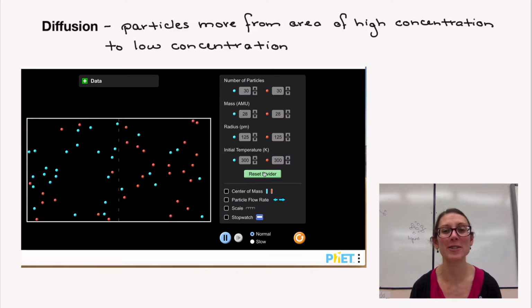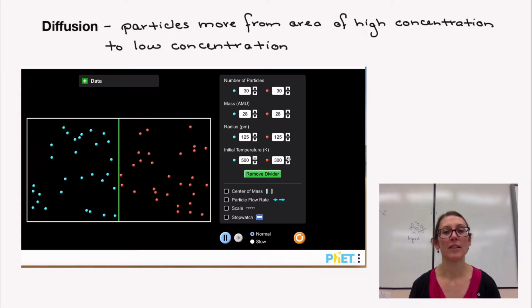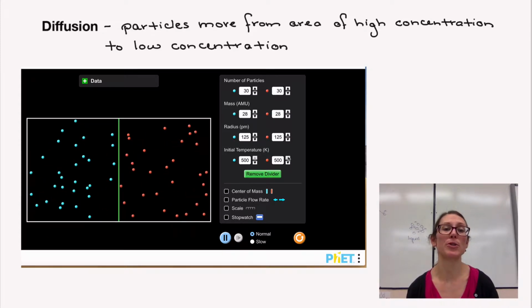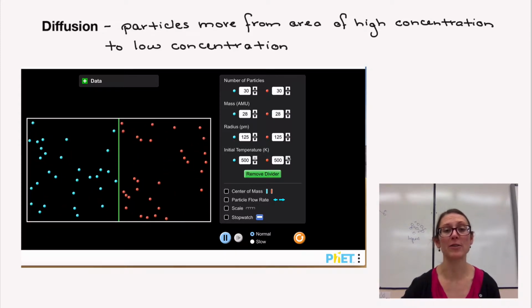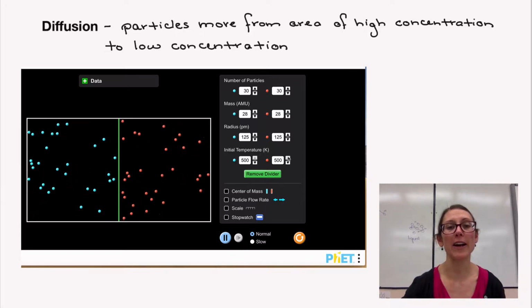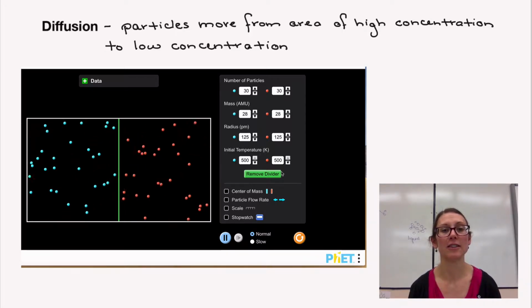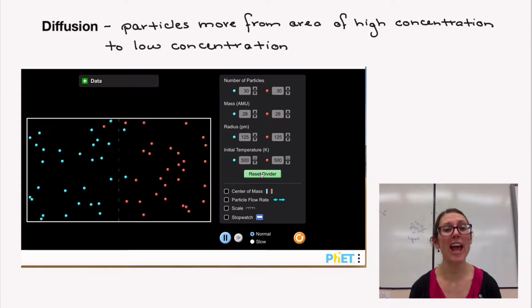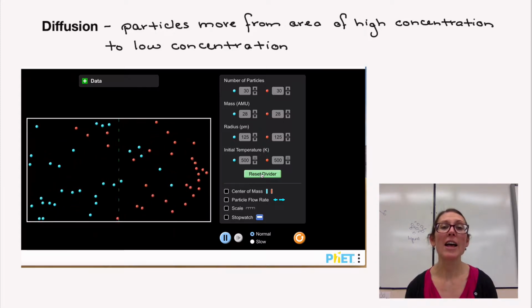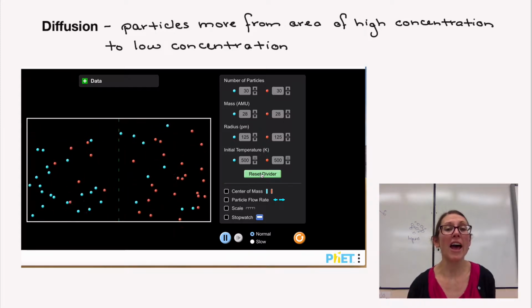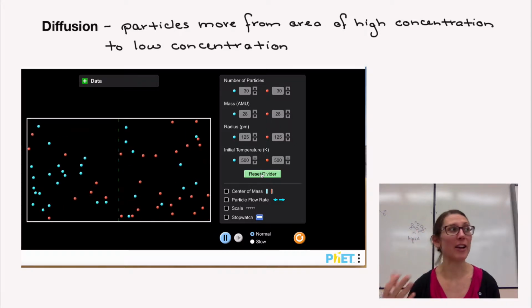What happens if we increase the temperature? Now that the temperature is higher, the particles are moving a bit faster. And so if we remove the divider, you see that diffusion happens much more rapidly. And so diffusion is going to happen at a higher rate at higher temperatures.